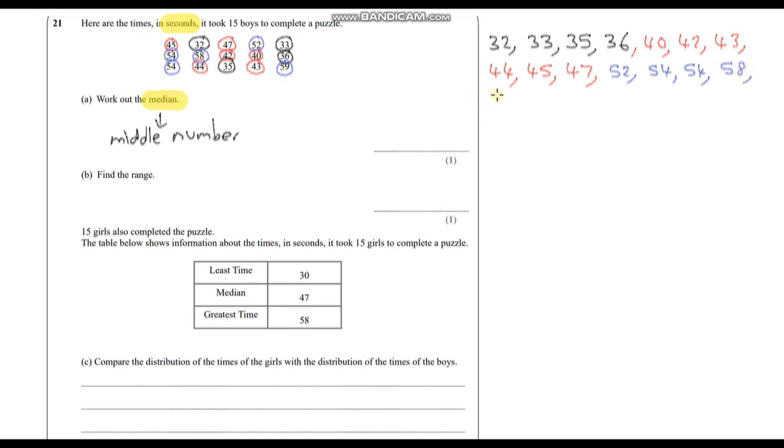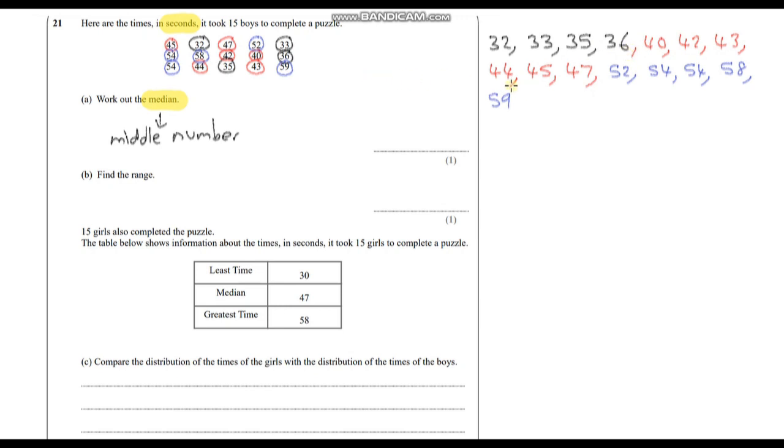58 and 59. So let's just make sure we've got 15 times. 1, 2, 3, 4, 5, 6, 7, 8, 9, 10, 11, 12, 13, 14, 15. So we do have 15. So the median, what time is the median going to be? Well, it's going to be the middle number.